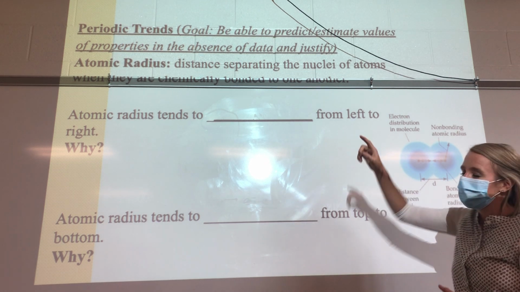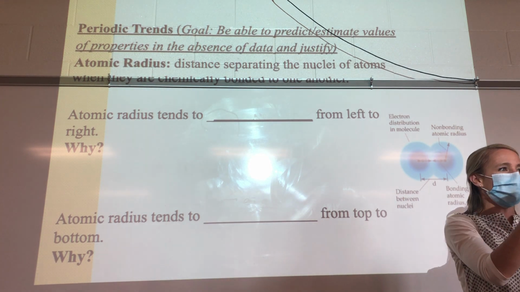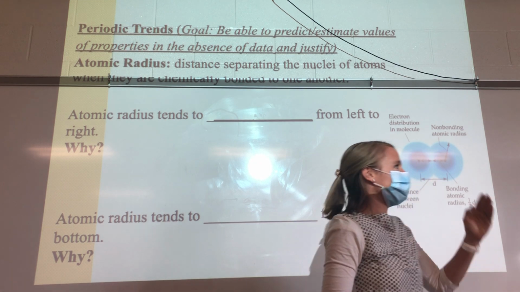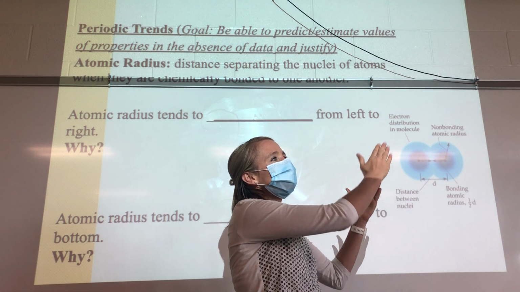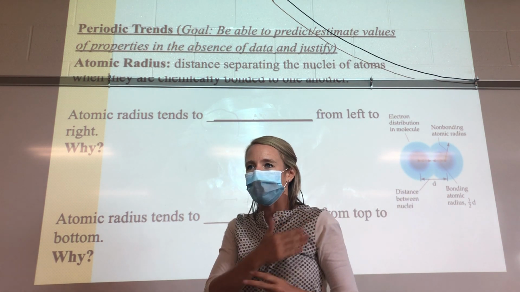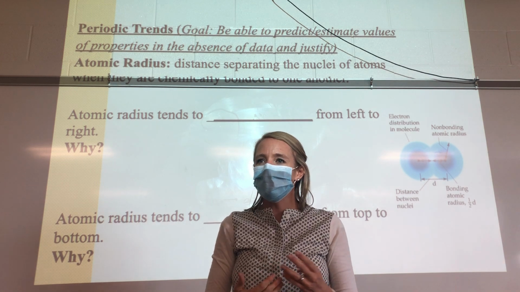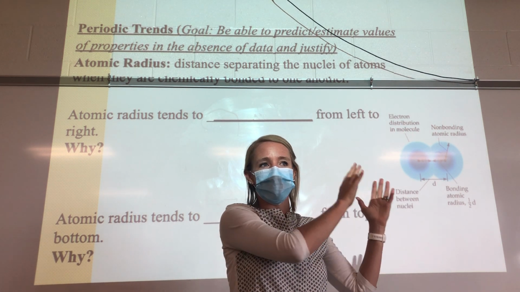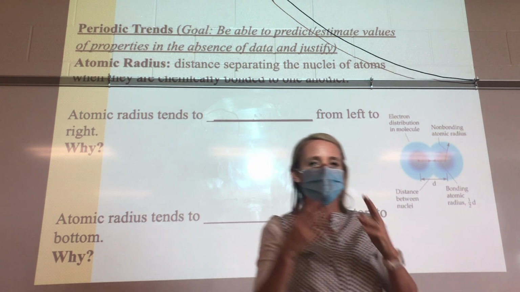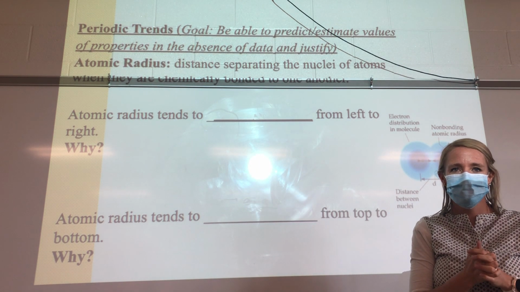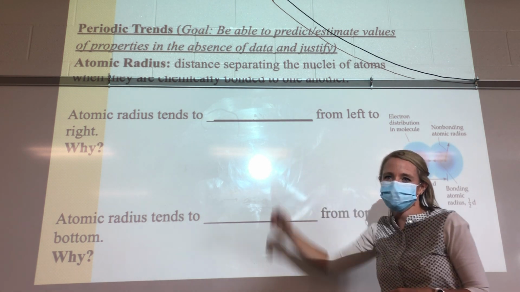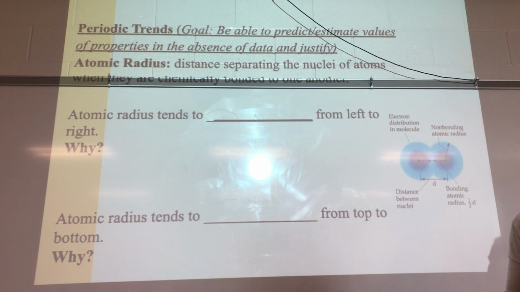So let's start. We're going to always look left and right on the periodic table, and then we're going to look up and down. Starting left to right, as I go from the left side of the table to the right side of the table, I want you to make a prediction. Do atoms get bigger in size or smaller in size when I go from left to right? Just make a prediction in your head. The blank here would be increase or decrease. Tends to get bigger from left to right.